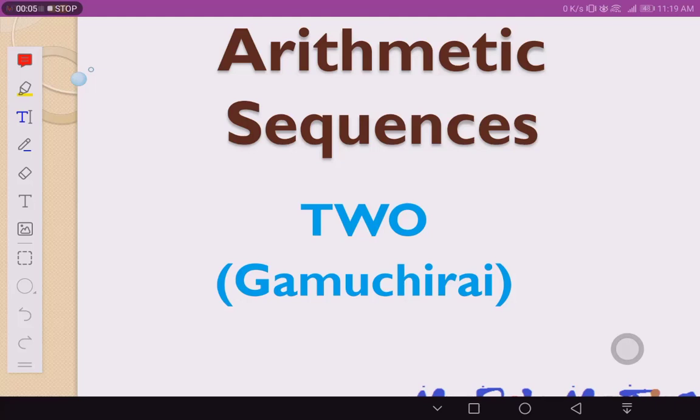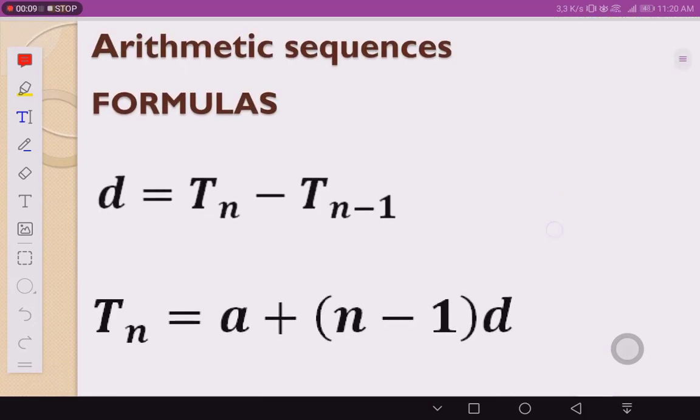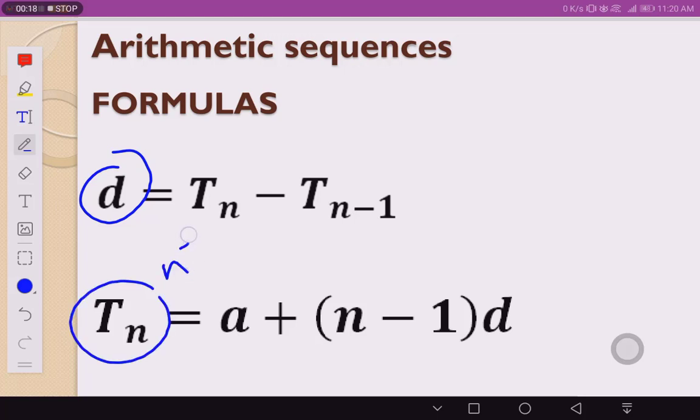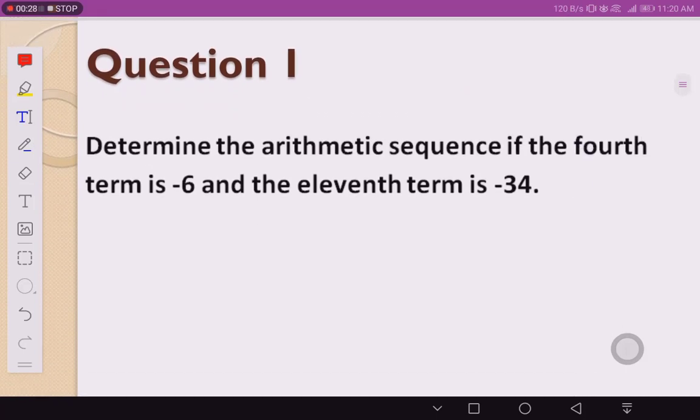Today I want us to look at arithmetic sequences 2. So we are going to use the formulas. Our common difference is D = Tn minus T(n-1), and our nth term is A plus (n minus 1) times D, where D is our common difference. Okay, so let's do a couple of questions.